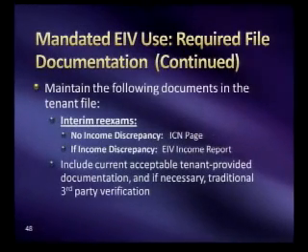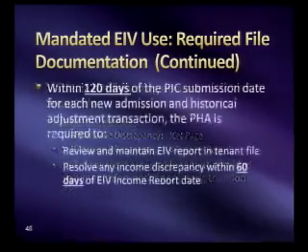For your interim re-exams, very simplistic. Again, you're going to print the ICN page if there's no income discrepancy, and you can easily see if there's an income discrepancy by clicking on the income discrepancy tab for the family. If there's nothing there, then just print the ICN page. If there is an income discrepancy, you're required to print the complete EIV income report, and of course, if there's a discrepancy, you should be having a conversation with your client, okay? And so again, you'll be maintaining either the ICN page or the EIV income report in these categories that we have outlined for you.